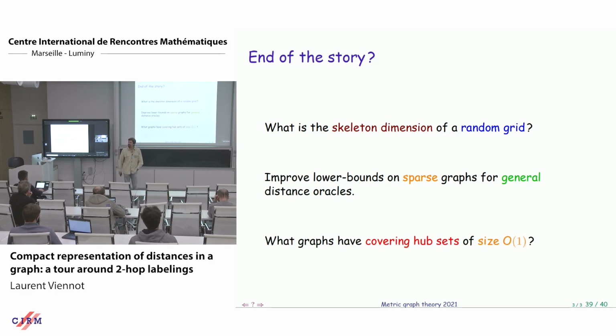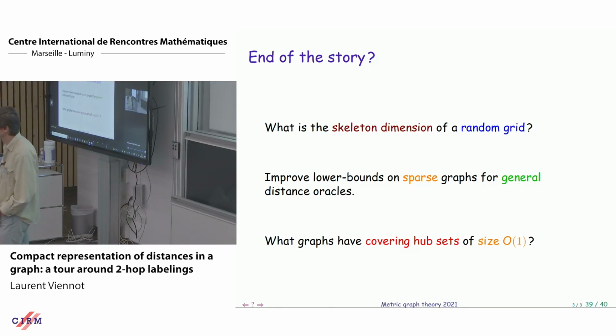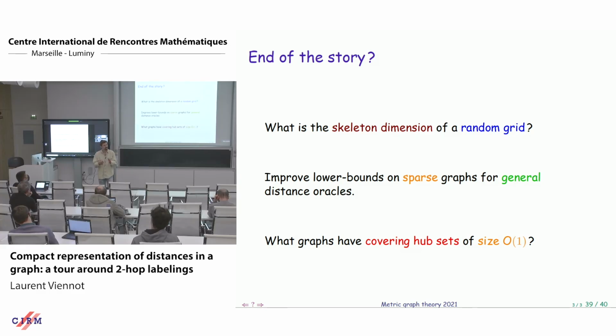And a naive question that came to me while writing the slides: what are the graphs with constant size hub sets? If you fix a hub set size, what are the graphs where you can have small hub sets? Of course if you say log n, it's not really easy to characterize them, but maybe constant size is something easier.